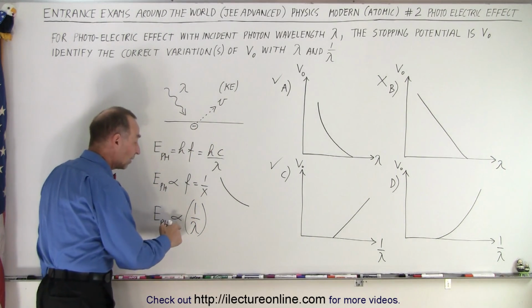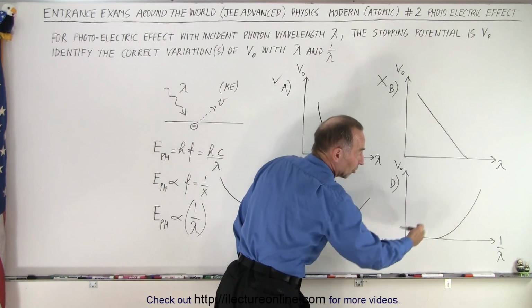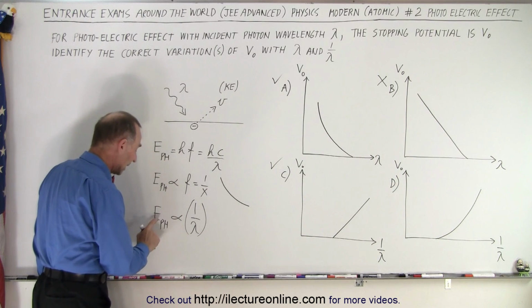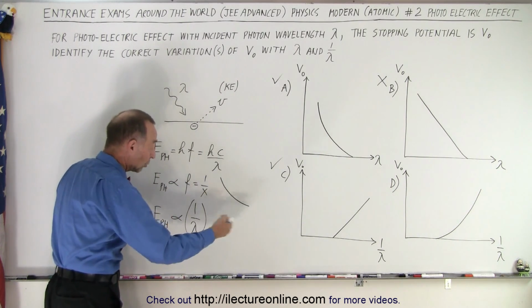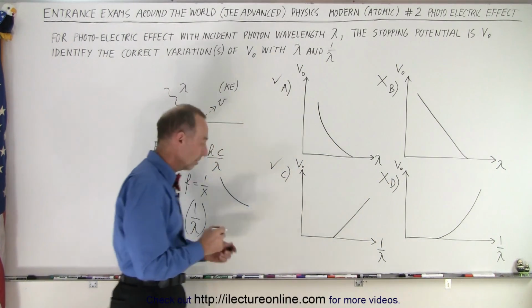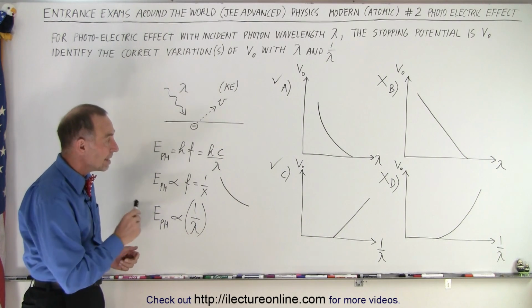You can see that it's not proportional to an exponential or quadratic function. This looks like a quadratic or an exponential function. There's no relationship between the energy of the photon and 1 over lambda in terms of an exponential or quadratic equation, so D is not the correct answer. The correct answer in this case is A and C, not B and D.